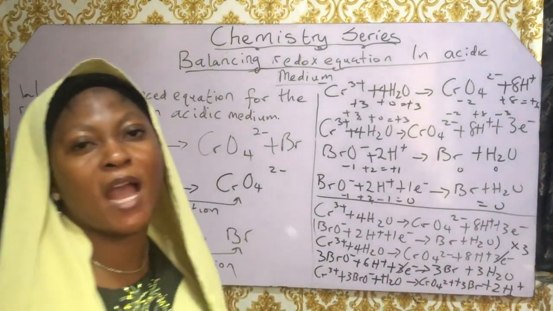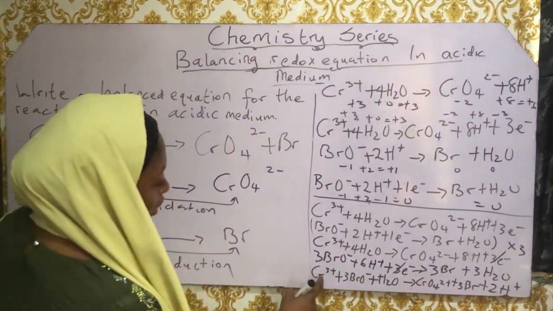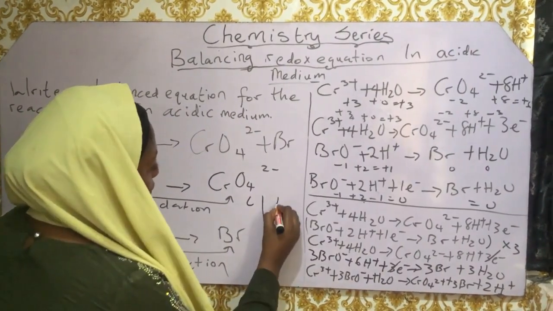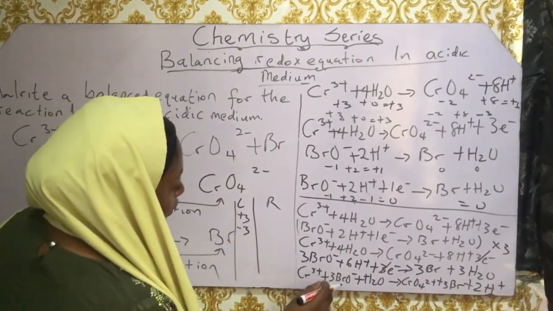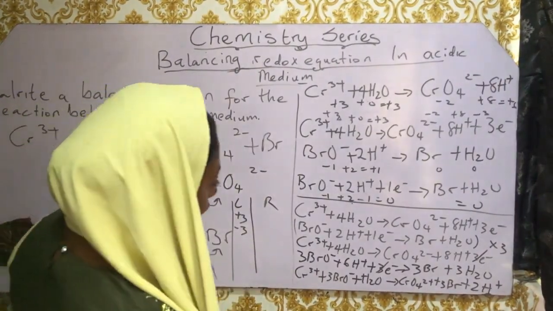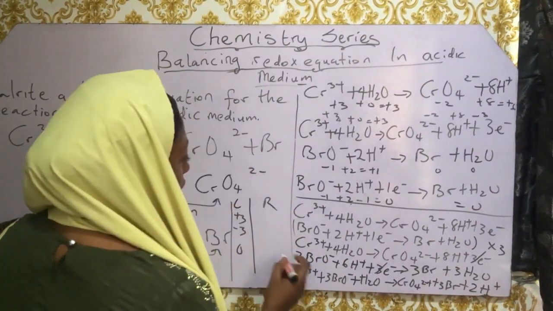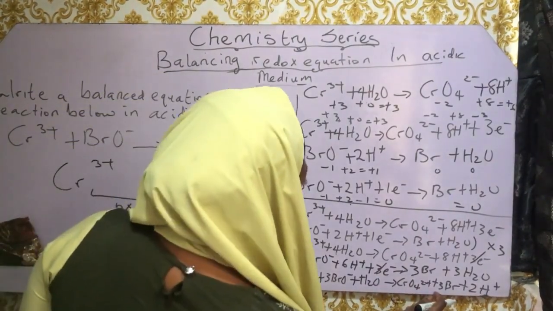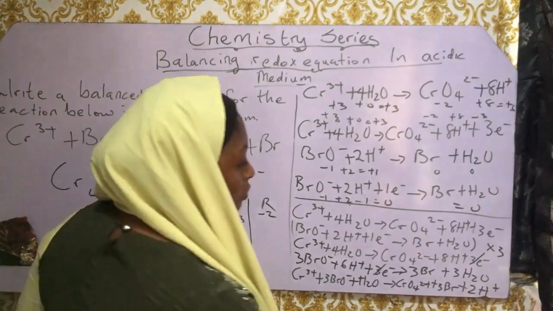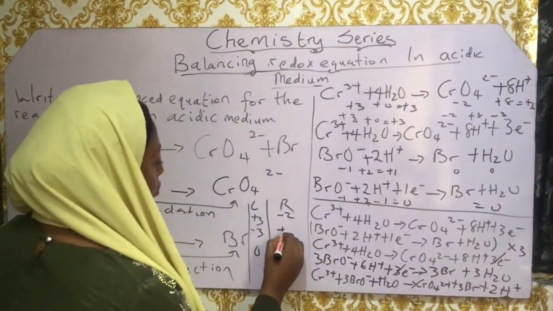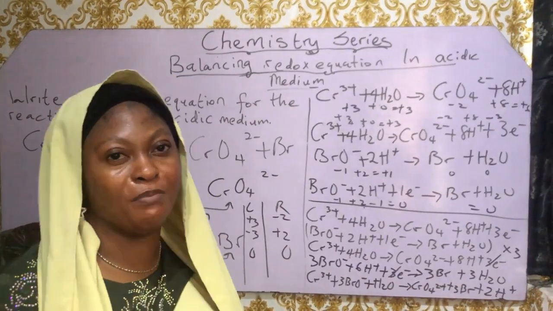Now, before we actually end, let's see if the charges are balanced on both sides. On the left, we have plus 3, we have minus 3, because 3 times minus 1 is minus 3. So plus 3 minus 3 gives 0. Now on the right, we have minus 2 plus 2, because 3Br- have no charge, and you have 2H+, so minus 2 plus 2 gives 0. So our charges are balanced, which shows that our equation is balanced and correct.